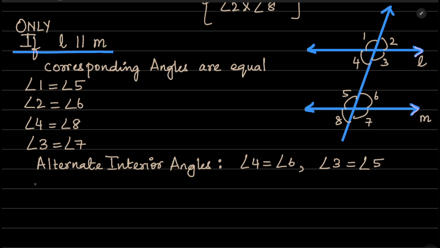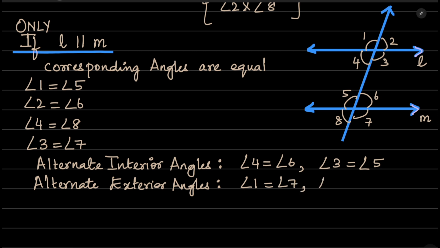Okay. Alternate exterior angles are also equal. So what are the alternate exterior angles? Angle 1 is equal to angle 7 and then angle 2 is equal to angle 8. These are equal. Okay. And then the last one.